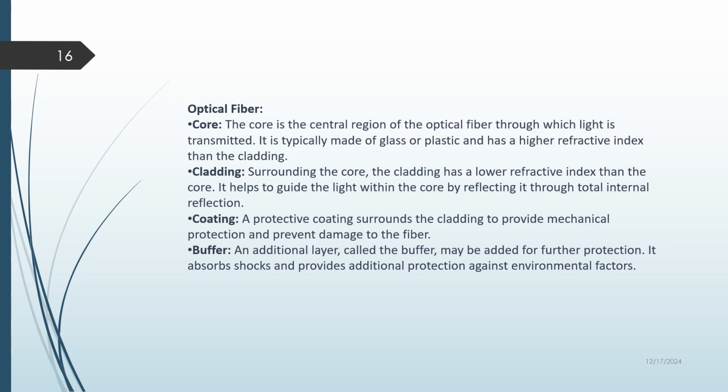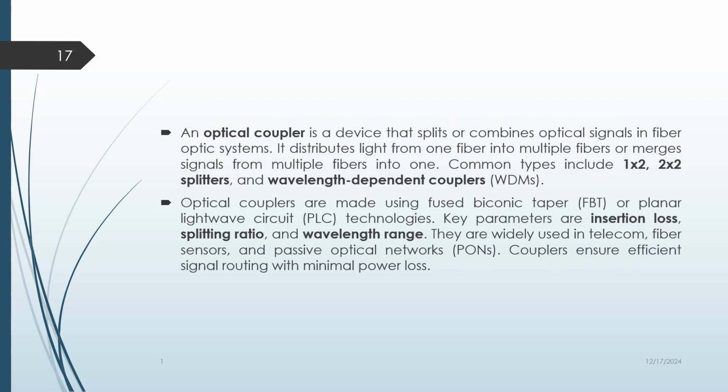Coating. A protective coating surrounds the cladding to provide mechanical protection and prevent damage to the fiber. Buffer. An additional layer called buffer may be added for further protection. It absorbs shocks and provides additional protection against environmental factors.